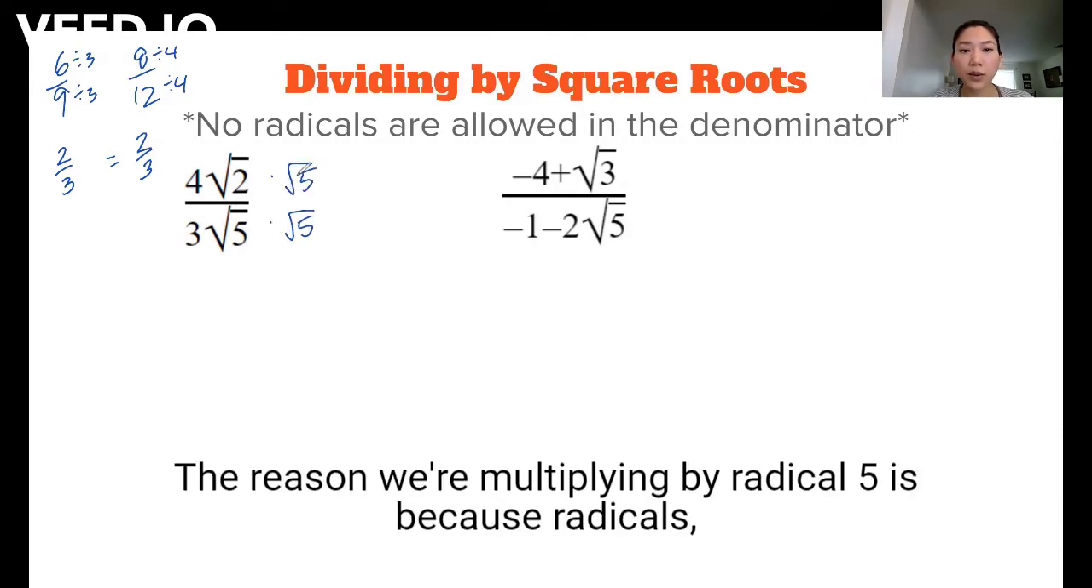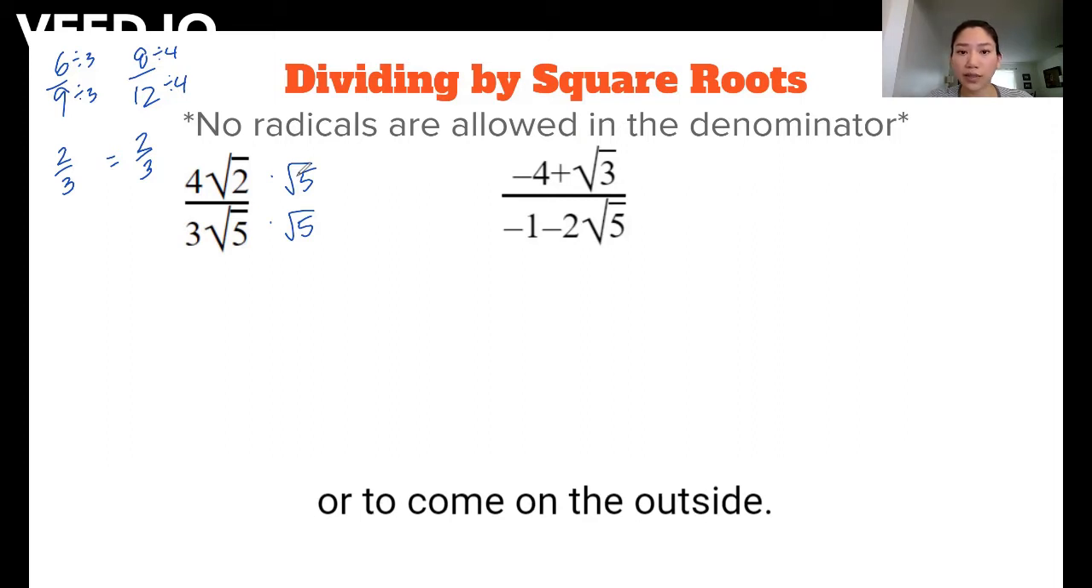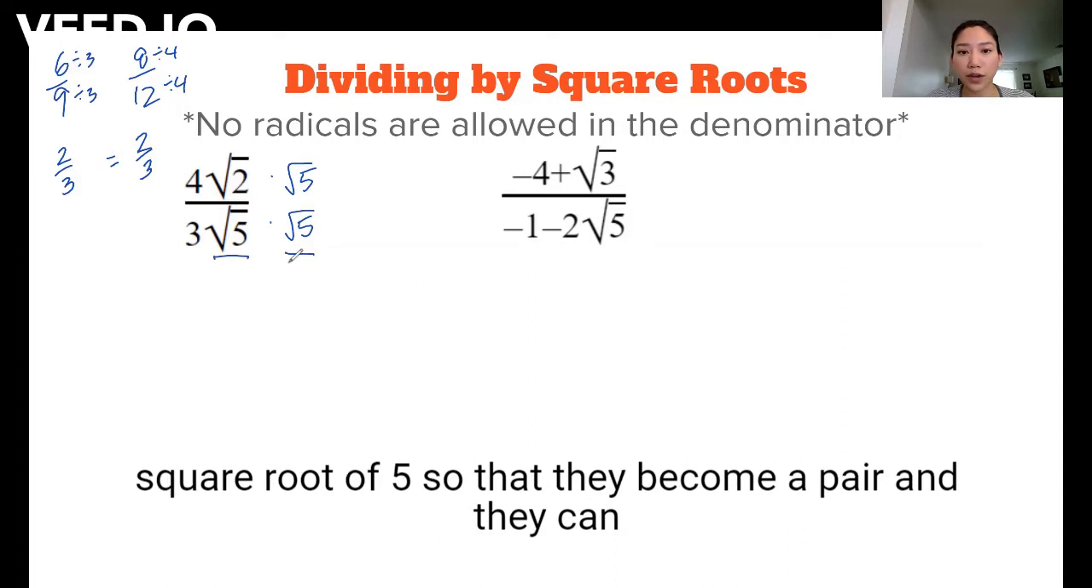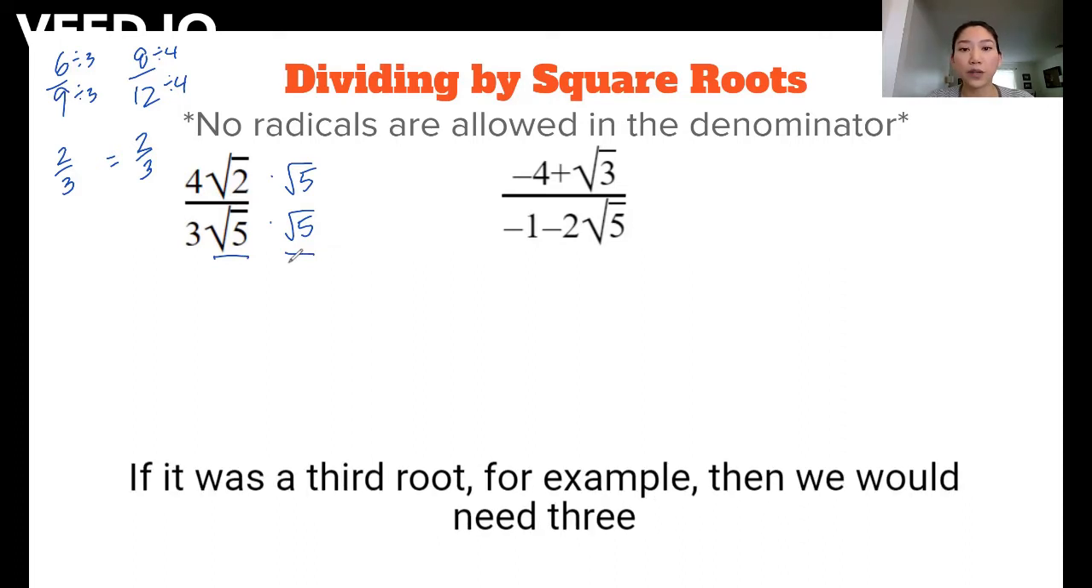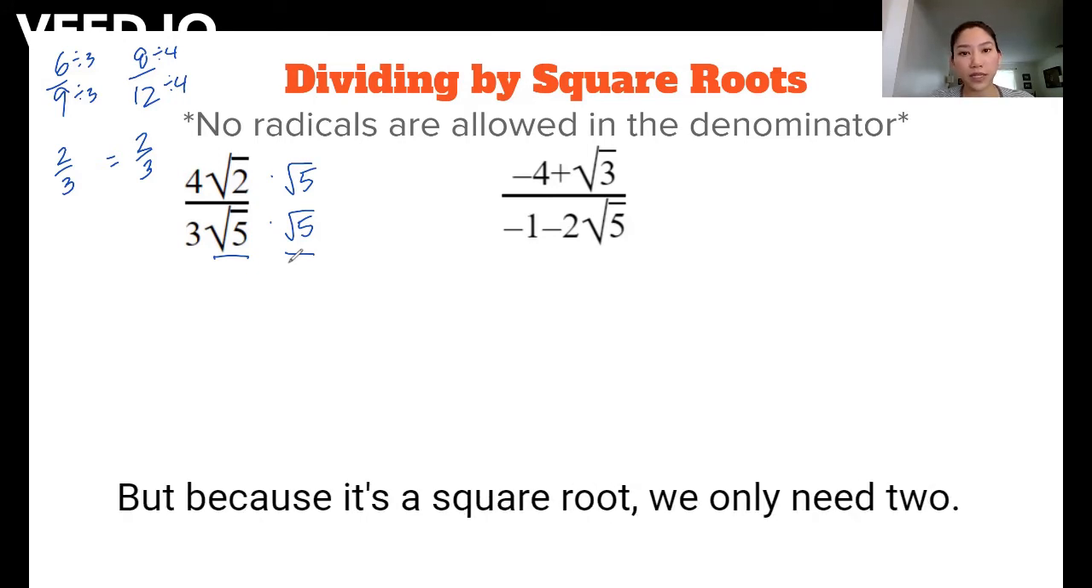The reason we're multiplying by radical 5 is because for a square root at least, you need 2 in order to cancel out or to come on the outside. So because we have a square root of 5 here, we need another square root of 5 so that they become a pair and they can come outside of the radical. If it was a third root, for example, then we would need 3 in a group in order for it to come outside. But because of the square root, we only need 2.